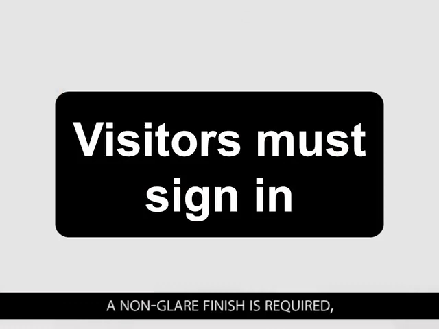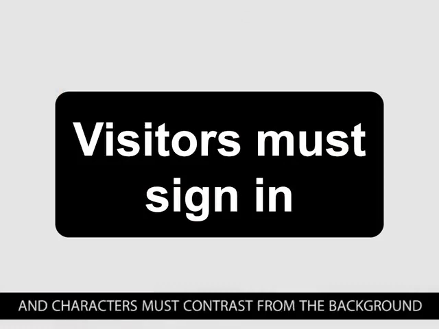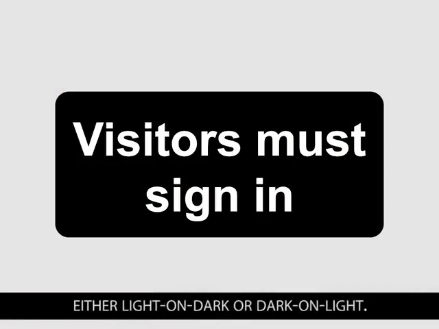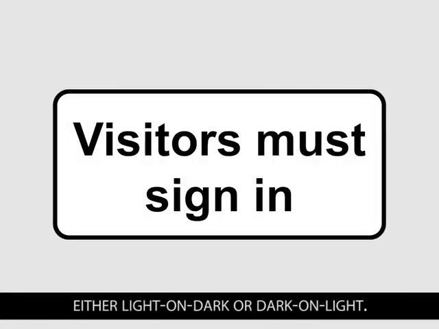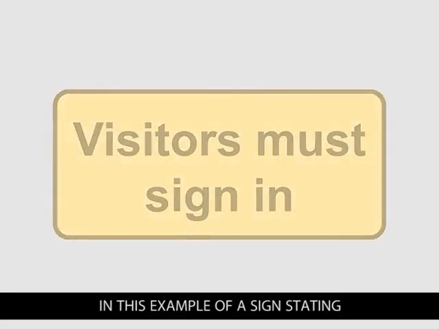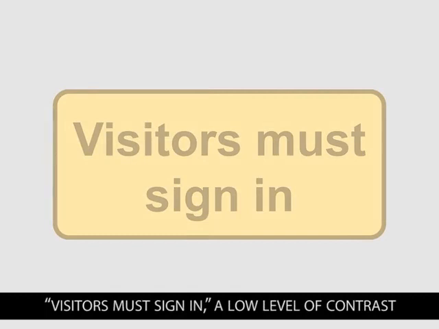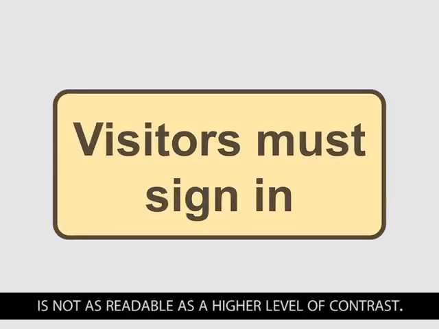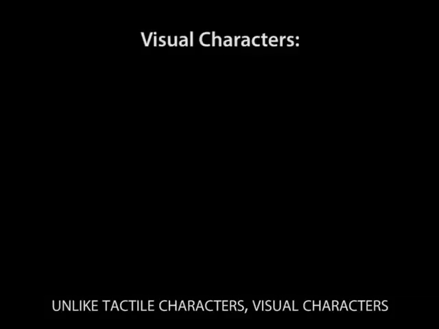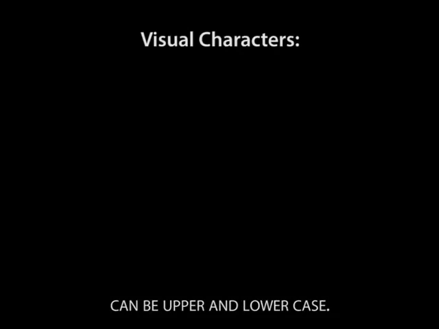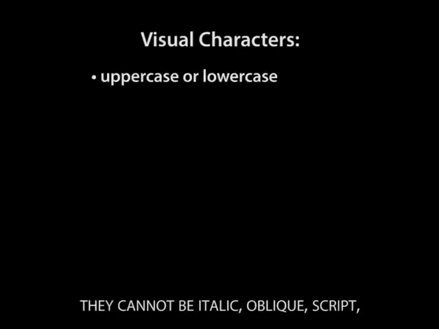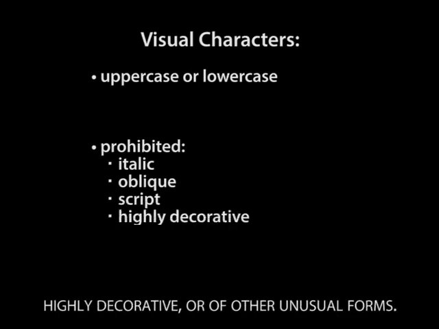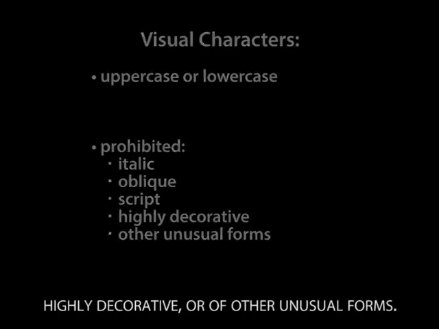A non-glare finish is required, and characters must contrast from the background, either light on dark or dark on light. In this example of a sign stating visitors must sign in, a low level of contrast between the character and background colors is not as readable as a higher level of contrast. Unlike tactile characters, visual characters can be upper and lower case. They cannot be italic, oblique, script, highly decorative, or of other unusual forms.